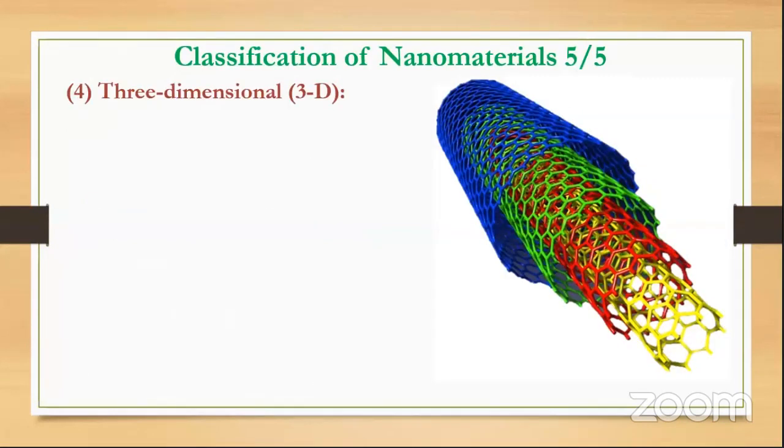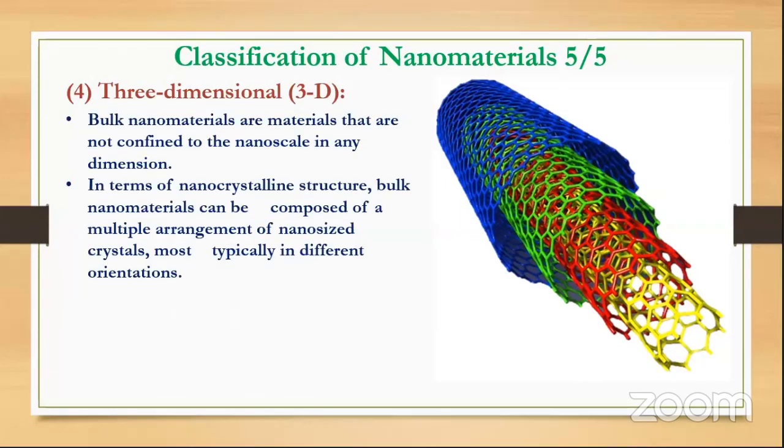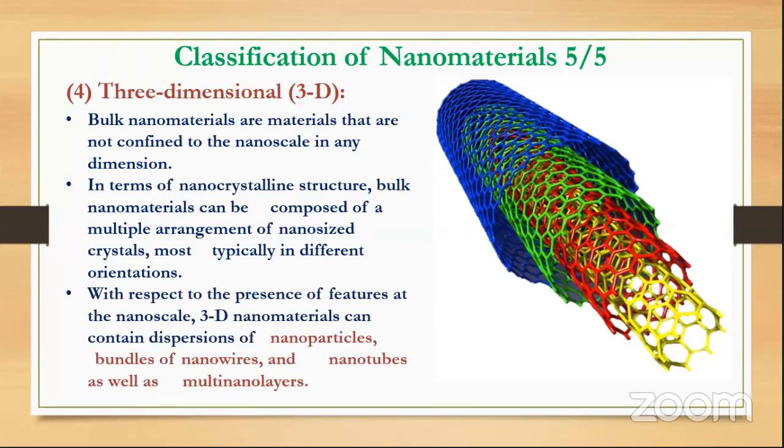Next, let us see the fourth classification, which is three-dimensional nanomaterials. The materials which exist in 3D are called three-dimensional nanomaterials. The best examples for this category are dispersions of nanoparticles, bundles of nanowires, bundles of nanotubes, and multi-nano layers, which are also good examples of three-dimensional nanostructures.